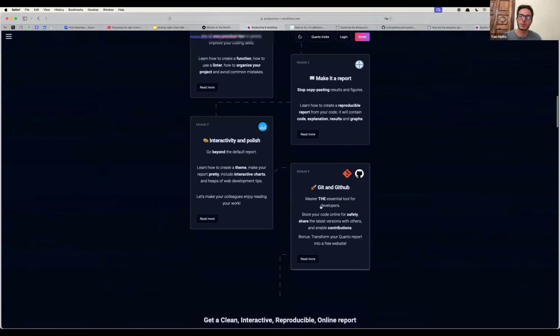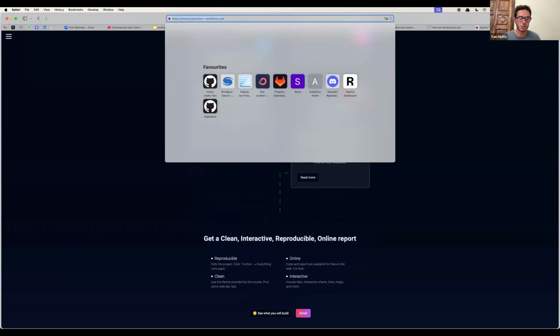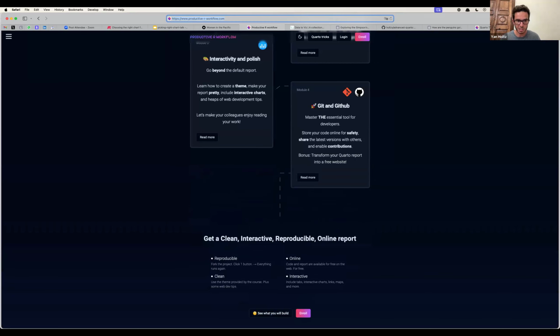And the last module is about Git and GitHub: how to make sure you will never lose your work, how to make sure you can collaborate with your colleagues, and how to make sure you can transform your Quarto document into a website. So if you're interested, it's called productiveworkflow.com. That's the project I'm working on currently. I'm very glad about what I've built. So yeah, feel free to take a look.